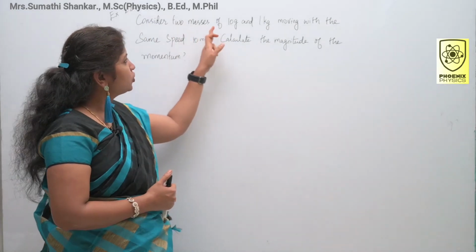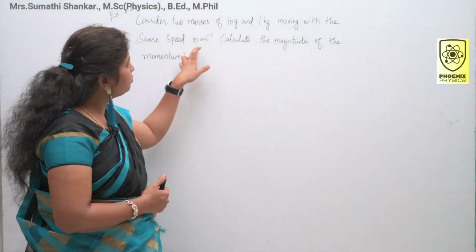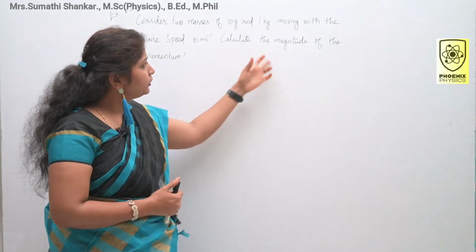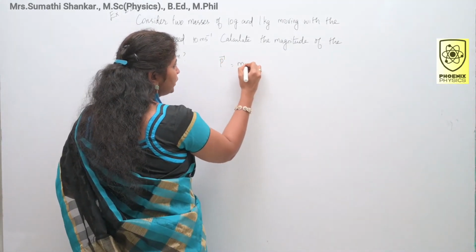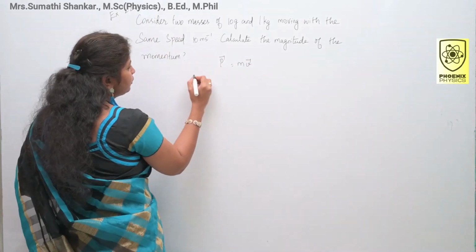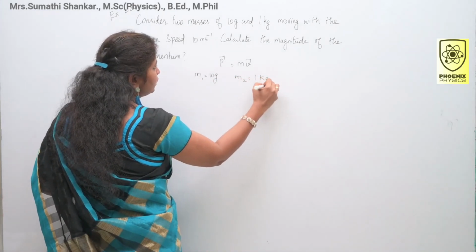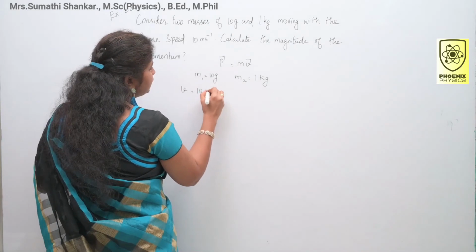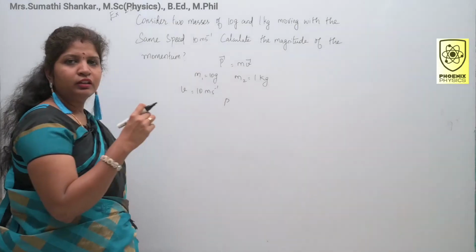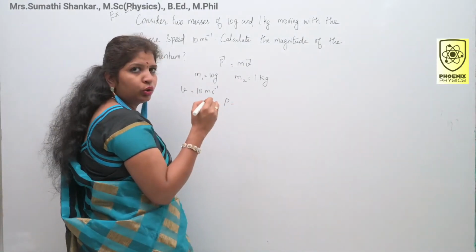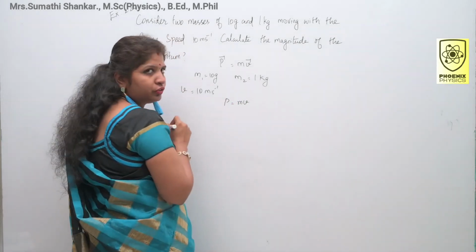Consider two masses of 10 gram and 1 kilogram moving with the same speed 10 meters second minus 1. Calculate the magnitude of momentum. You know the momentum formula, P is equal to mv. What is given? Mass is given. m1 is equal to 10 gram and m2 is equal to 1 kilogram. v is given, that is 10 meters second minus 1. We are going to calculate magnitude of the momentum. The magnitude of the momentum is equal to the product of mass and speed of the particle, m into v.